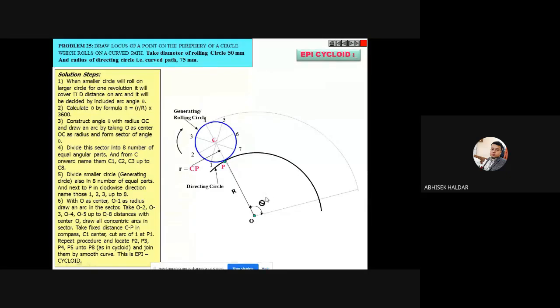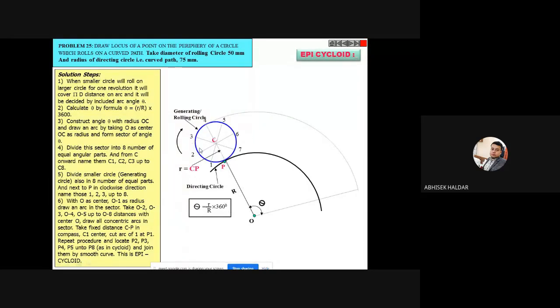Now how to calculate it? It is very easy. The equation for theta is small r by capital R multiplied by 360 degrees. Small r is the radius of the rolling circle, capital R is the radius of the directing circle, and theta is the angle. So capital R is basically the radius of the directing circle, and the rolling circle is the one that is rolling.